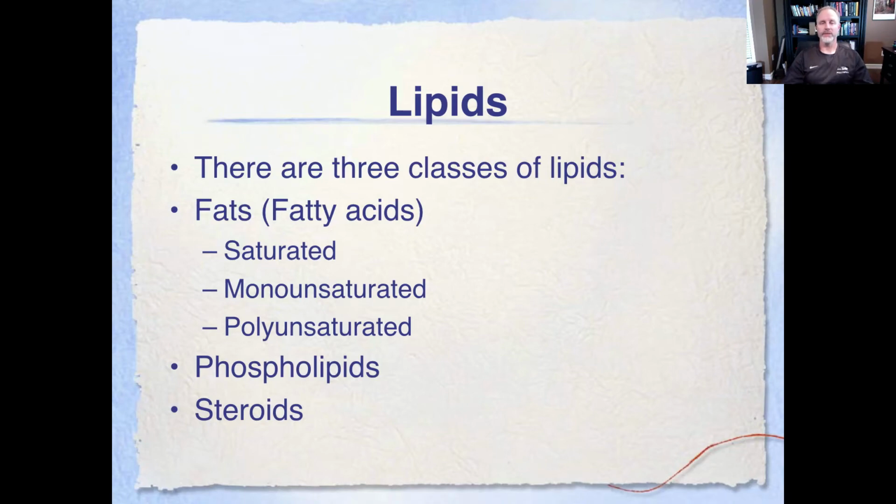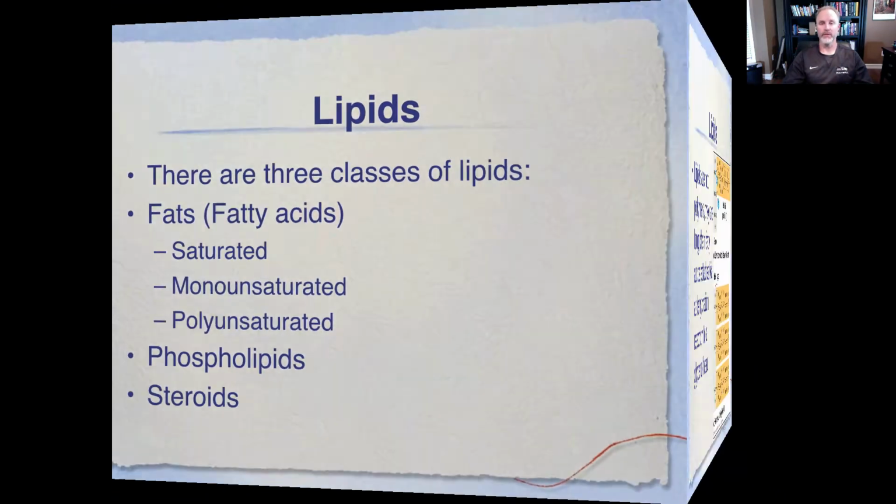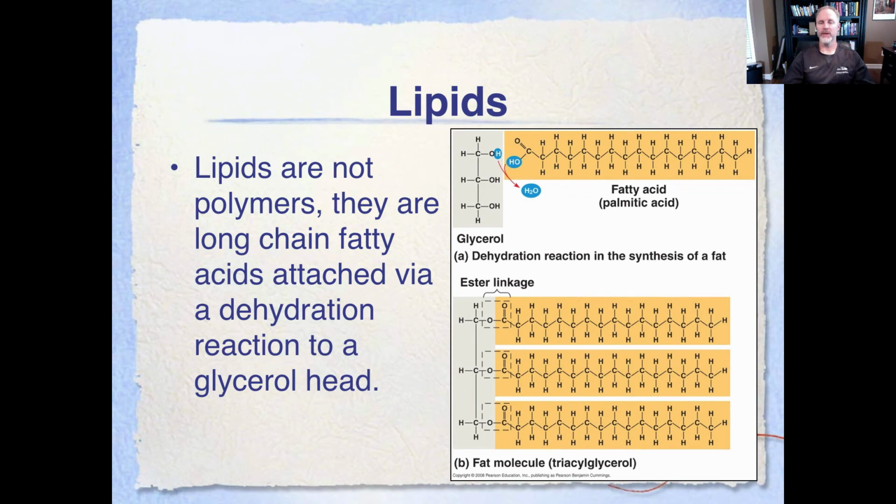Okay, in this last section, we're going to be talking about lipids. There are three main classes of lipids that we need to be responsible for. We have fatty acids, which are fats, and these are the saturated, the polyunsaturated, and the monounsaturated. And then you have phospholipids and steroids. And with lipids, these are not polymers, recall.